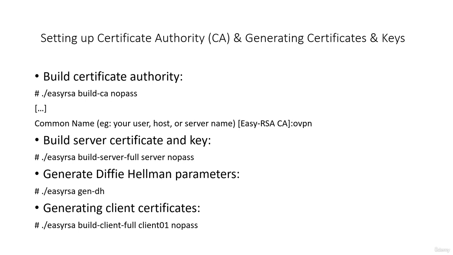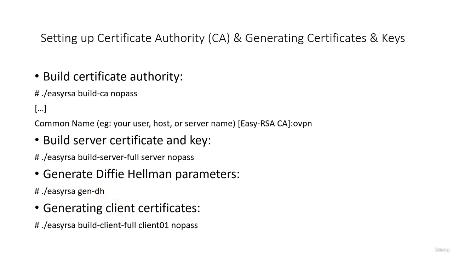We need to generate the Diffie-Hellman parameter, which is easy. This line in the command prompt will generate the Diffie-Hellman. Then at the end we need to generate our client certificate, which is this, and this will generate all the client certificates. Make sure you follow all of those in your command prompt. These are the commands that we need to use.